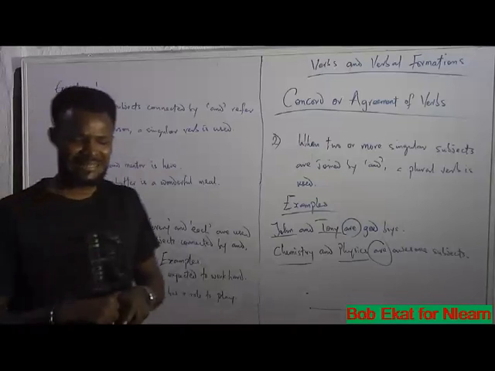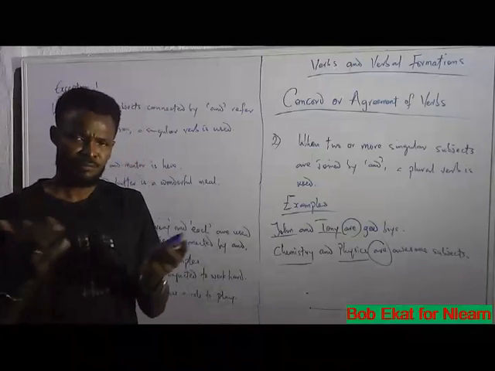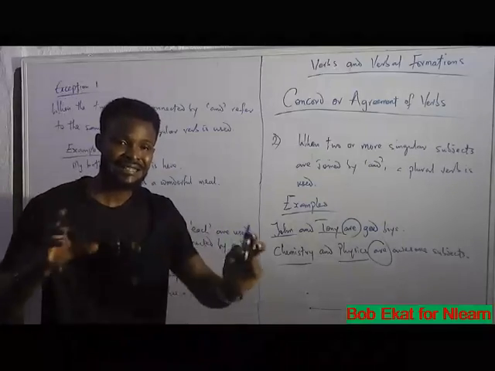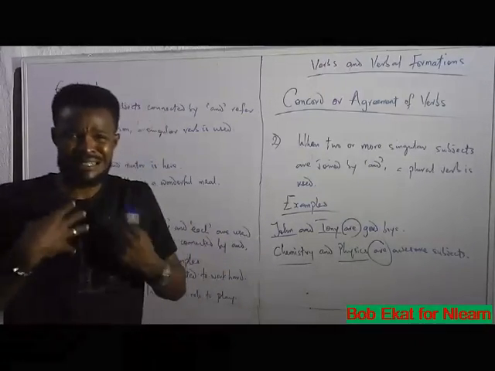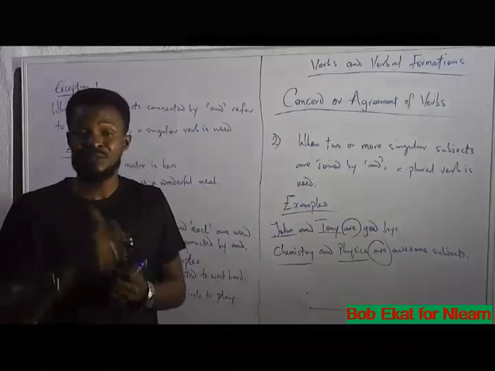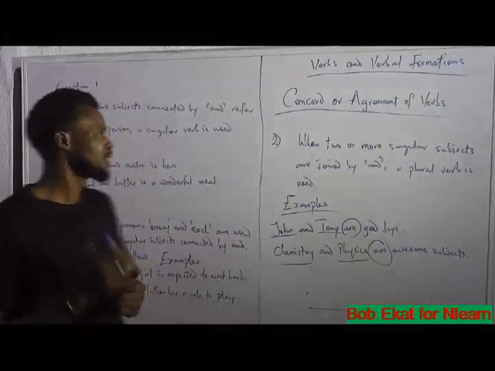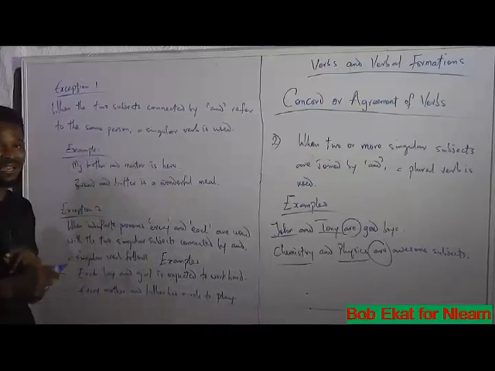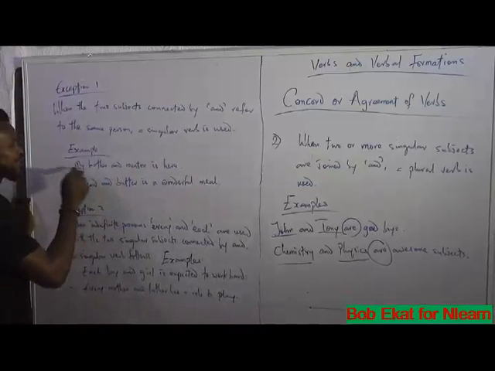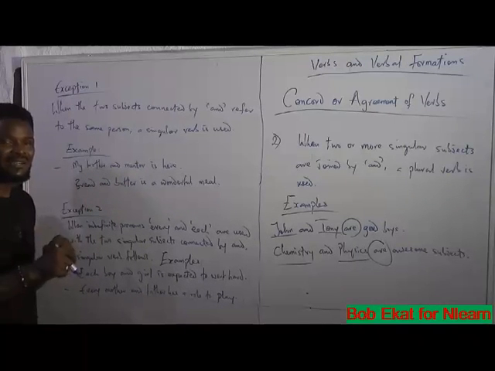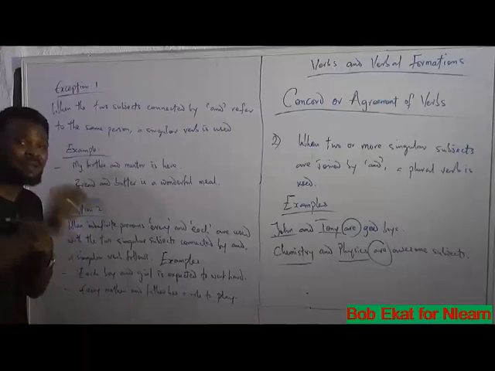What we mean here is when the two subjects in a sentence are talking about the same person, then it is one person that is involved. You use a singular verb. Example is this. My brother and mentor is here. My brother and mentor. What this sentence implies is that my brother is the same person who is my mentor.